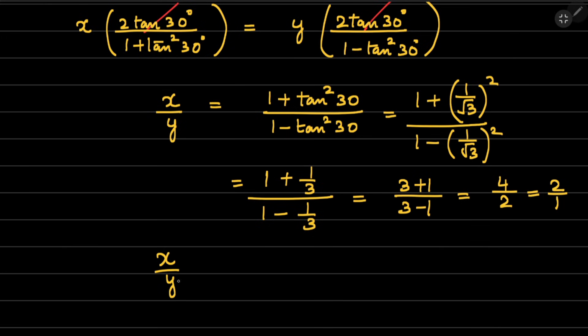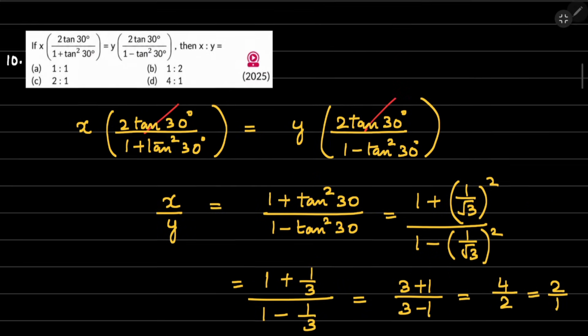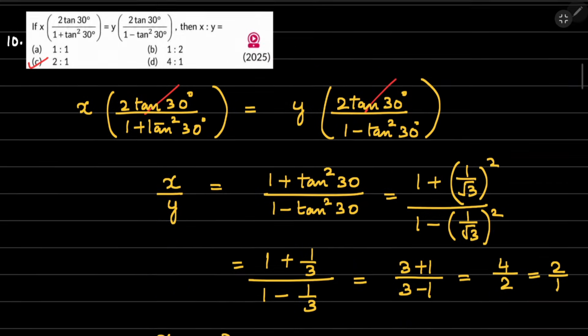So x by y is equal to 2 by 1. I can write x is to y in terms of ratio, 2 is to 1. So that's your required ratio of the two variables x and y. 2 is to 1 is the correct answer. Option number C is the correct answer.